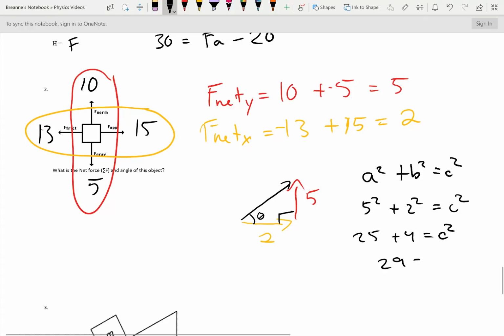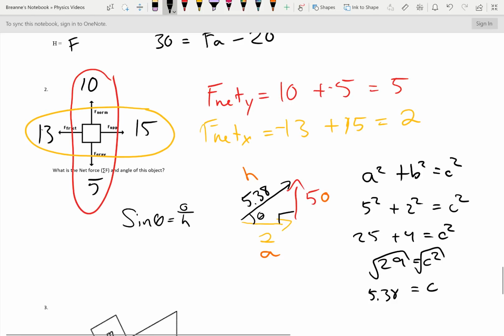So you end up getting 29 equals c squared. To get rid of that squared, you have to square root. And the square root of 29 is 5.38. So that becomes your hypotenuse. If this is your angle, this is your opposite, this is your adjacent. You could use any sine, cosine, or tangent, whatever you feel like. I'm going to use sine.